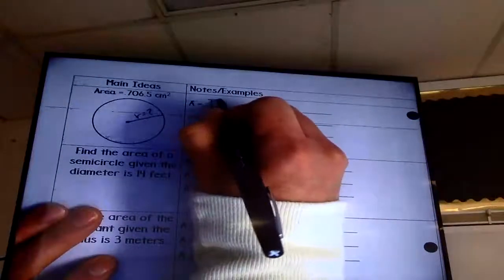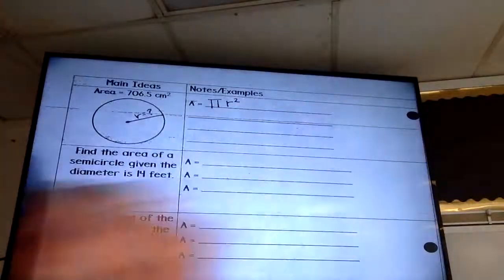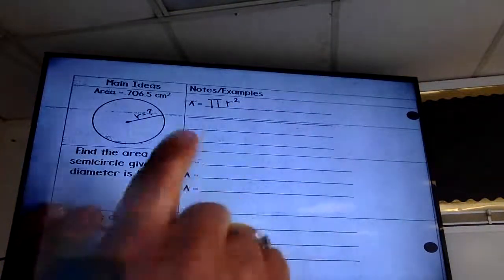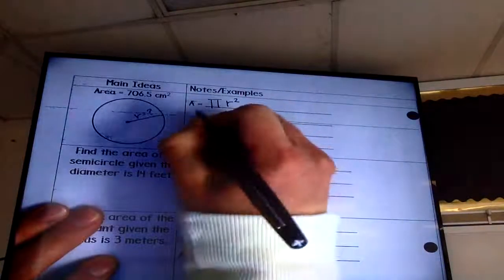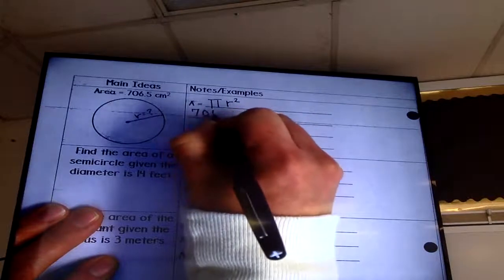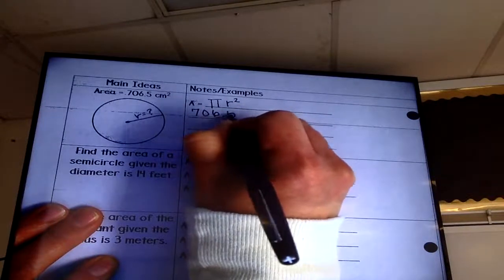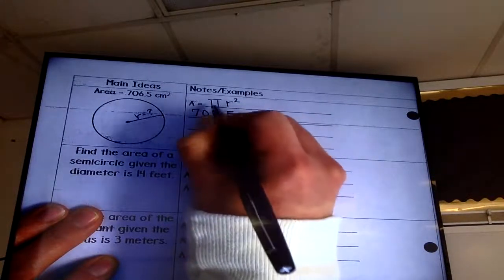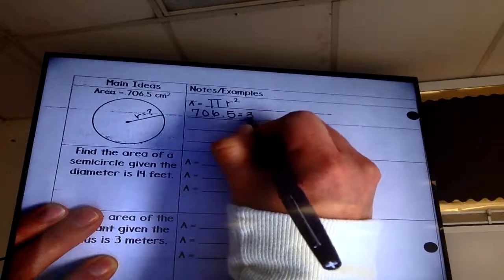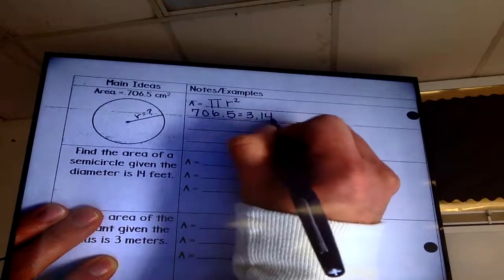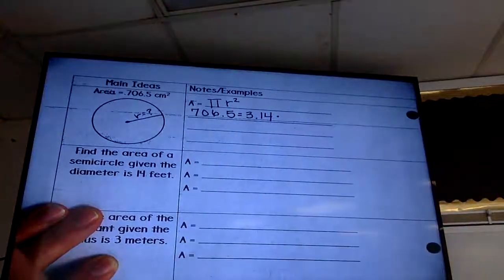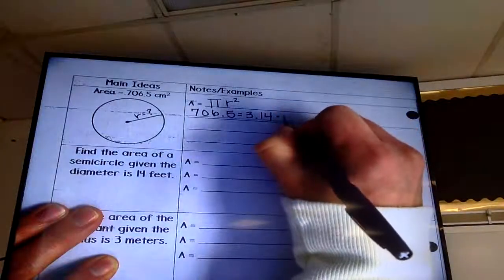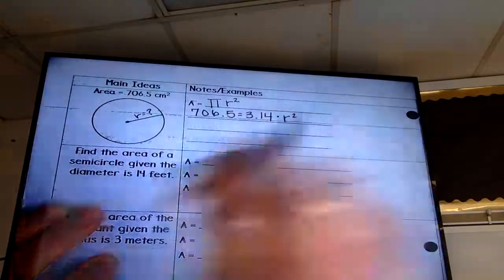Right, so I'm going to start with my formula, A equals pi R squared, and fill in what I know. I know my area this time, so I'm going to fill it in. It's 706.5 equals pi, which is a constant. It never changes, so we're going to put 3.14 times, oh, I don't know my radius, but I know it's squared.